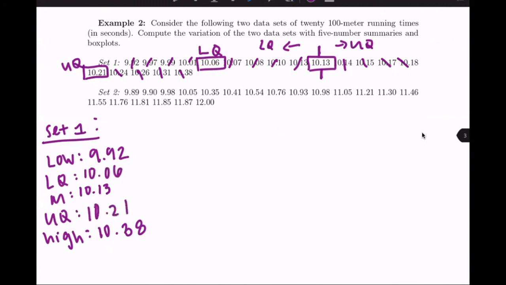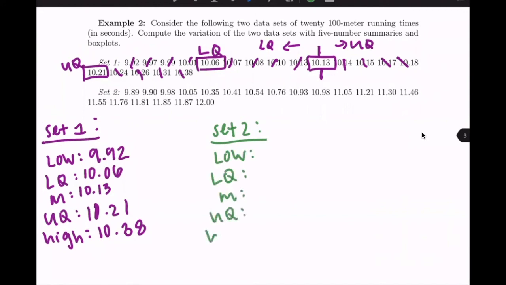And now this is a 5-number summary. What I have over here under set 1 is the 5-number summary of set 1. Let's move on to set 2. All right, again, we will do the low, lower quartile, median, upper quartile, and the highest value.